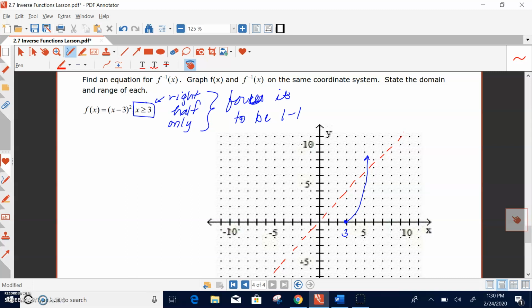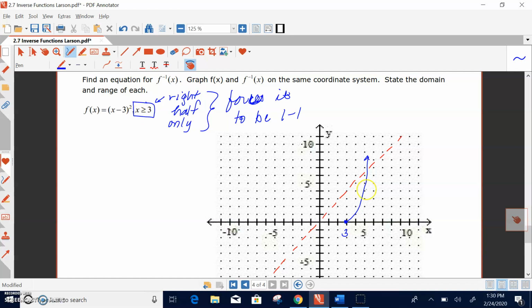Let's find f inverse. So remember the steps we just went through to find f inverse. Sorry about that. I'm outside and just heard that car horn go off. Anyway, back to what we're doing.